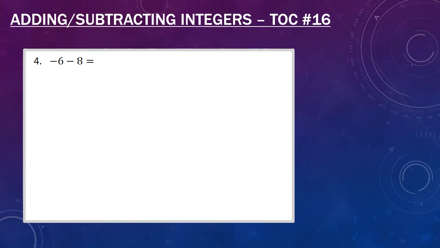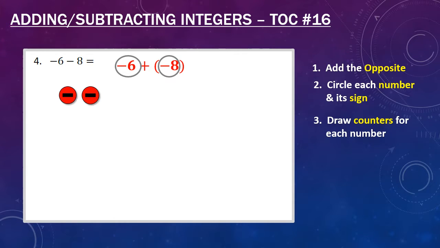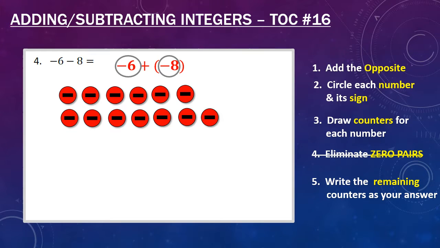For number 4, I do have to rewrite it because it's subtraction. So I rewrite it as -6 plus a -8. Then circle each number including its sign, a -6, and then a -8. Draw the counters, 6 negatives, and then 8 negatives. Whoa, I have a problem. There's no zero pairs. What do I do? Nothing. If there's no zero pairs, that is your answer. They're all negative, so your answer is a -14.